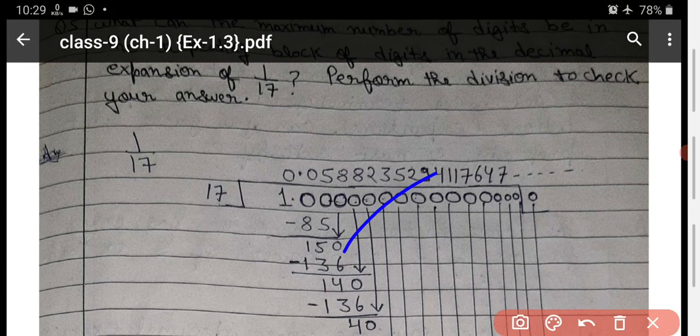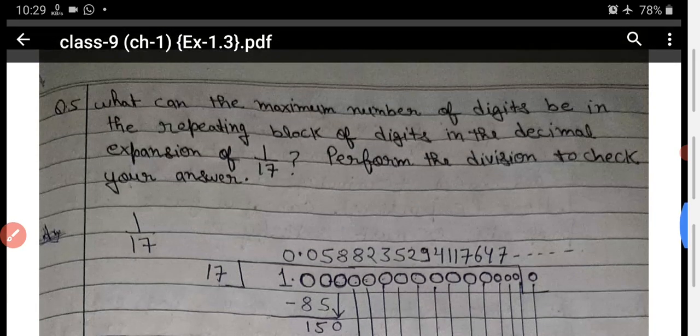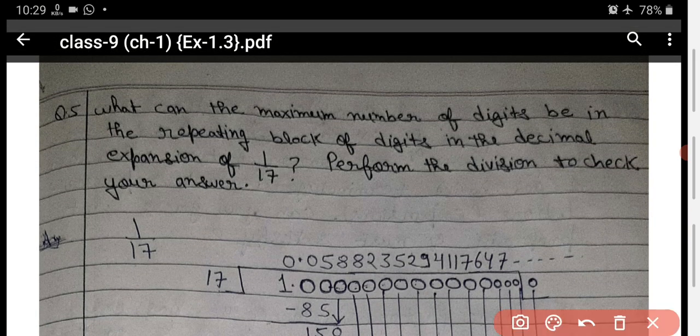Question number 5 is a lengthy question. Question number 5 is: what can be the maximum number of digits in the repeating block of the digits in the decimal expansion of 1 by 17? Perform the long division to check the answer.